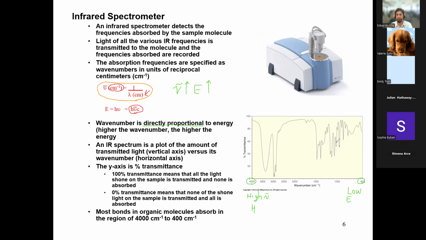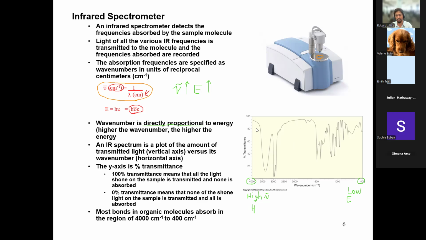And this is the graph that you're going to be seeing on the final. This is the graph you're going to be seeing in the post-lab quiz, et cetera, et cetera. You need to understand what wave number is and how it relates to the energy of that functional group. All right. And yes, this is a standard spectrum. Usually we measure from 400 to 4,000.